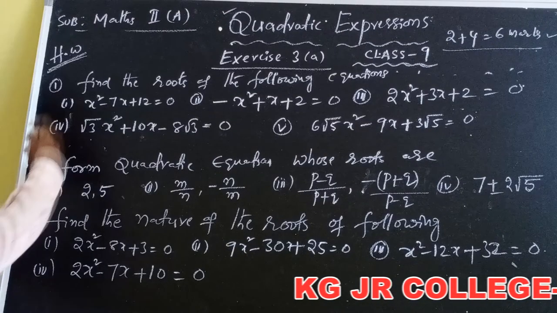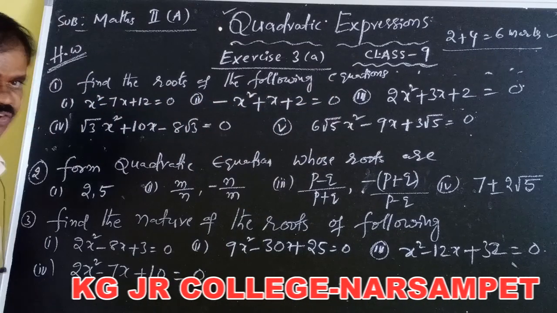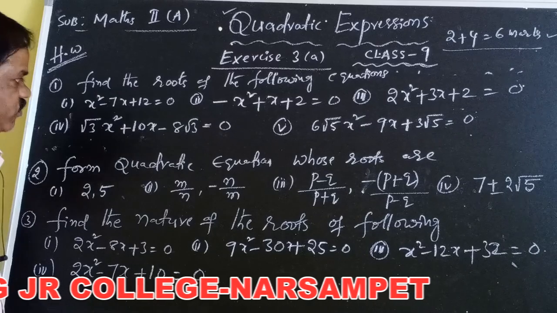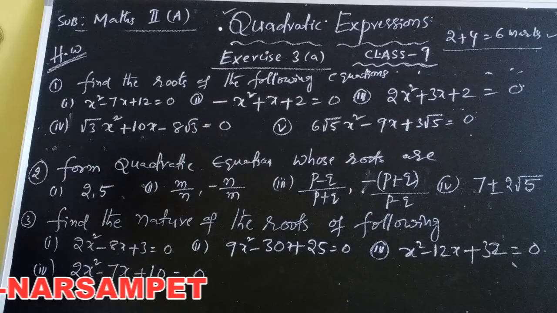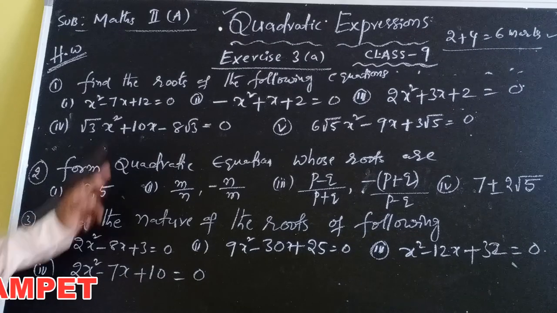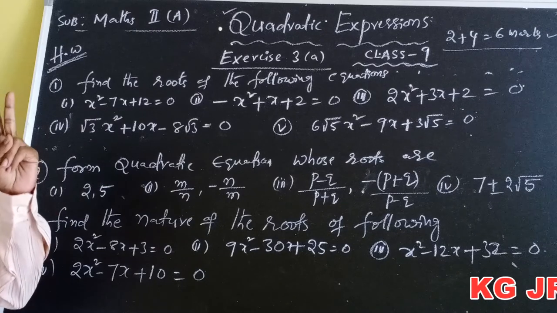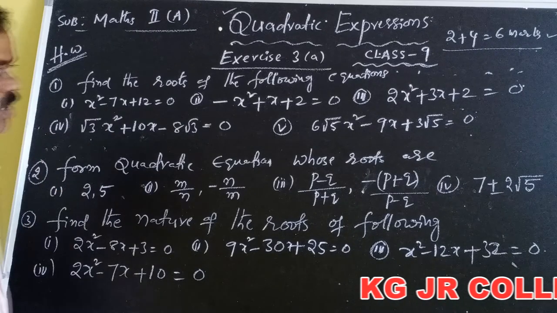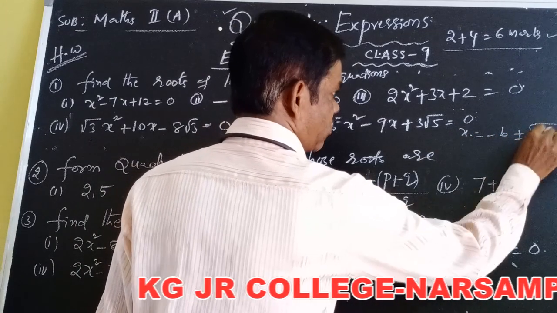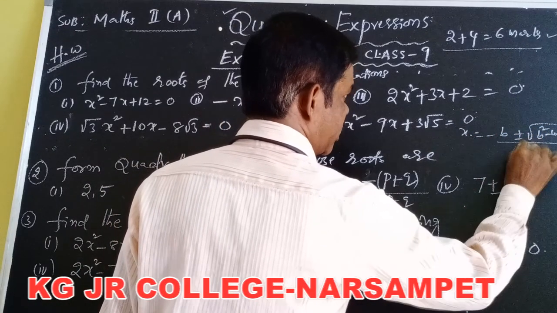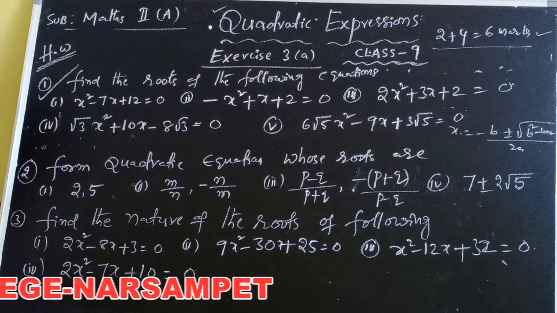Next, today's homework. First bit: find the roots of the following equations. Here 5 equations are given, 1, 2, 3, 4, 5. You have to find the 2 roots. A quadratic equation has always how many roots? 2 roots. How to find its roots? By using the factorization method or the formula method. Formula method means x is equal to minus b plus or minus root of b square minus 4ac divided by 2a. Or by the factorization method, you can solve the first bit.